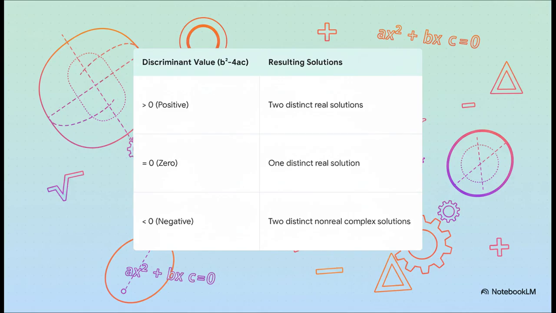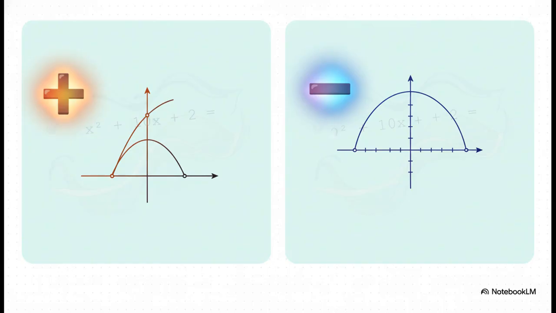If the discriminant turns out to be a positive number, you're going to get two different real solutions. If it's exactly 0, you'll find there's just one real solution. And if it's a negative number, well, that's your clue that you're about to get two complex solutions. You know, the ones that involve the imaginary number i. Let's see this in action.